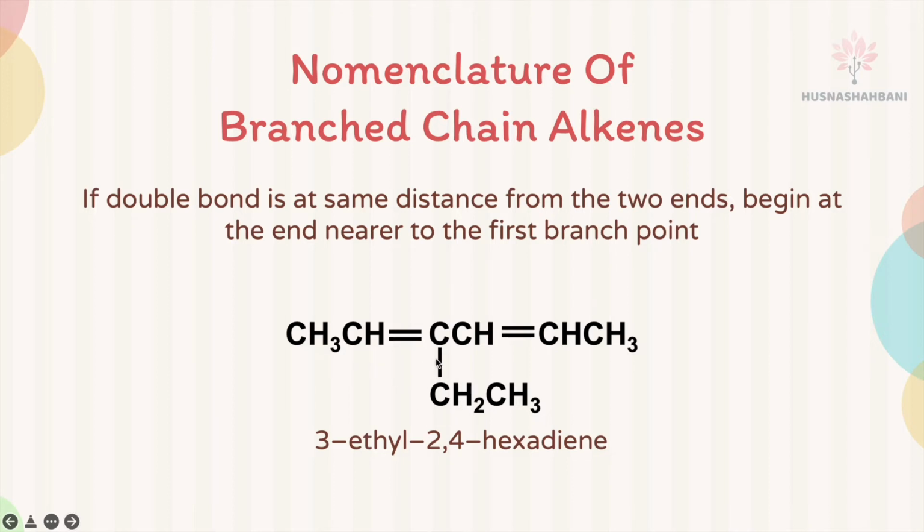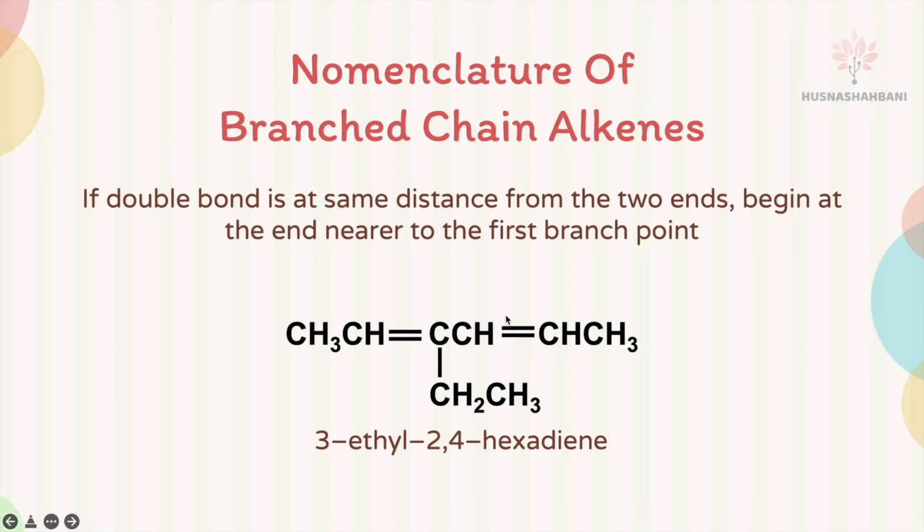1, 2, 3, the substituent will get number 3. From the right, 1, 2, 3, 4, the substituent will get number 4. So your carbon number 1 is here. 1, 2, 3, 4, 5, 6. So carbon number 3 has the ethyl, and carbon number 2 and carbon number 4 have the double bonds.